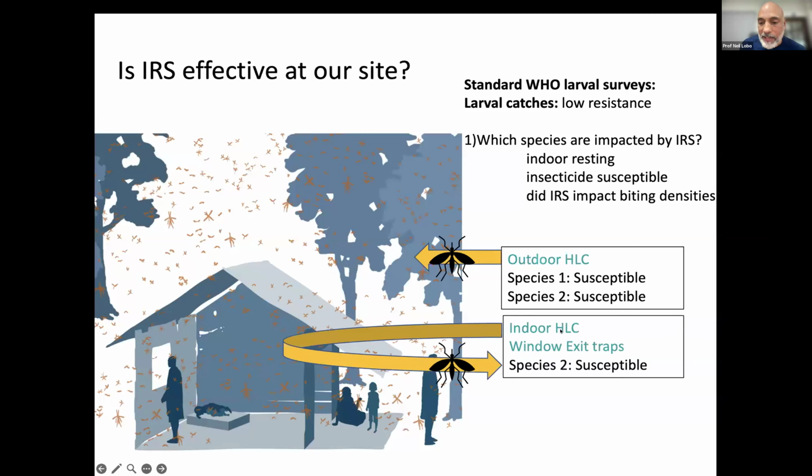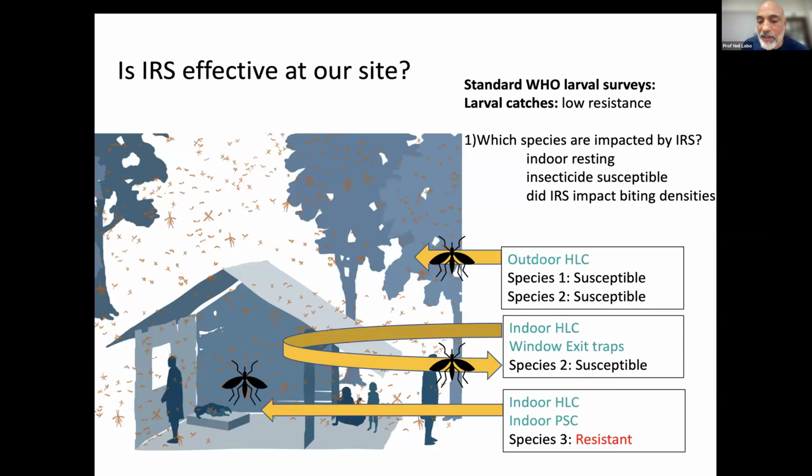We did indoor HLCs and window exit traps. So the indoor HLCs would tell us the mosquitoes that were going indoors to feed, and the window exit traps would tell us which mosquitoes were going indoors to feed and then leaving before the morning. Maybe those mosquitoes were not resting on the walls, right? Because they were leaving almost immediately after feeding. And species 2, which is also outdoors, species 2 was also going indoors. They were feeding and leaving. They were susceptible. So species 2 was not impacted by IRS because they were going indoors and leaving and not resting on the sprayed walls.